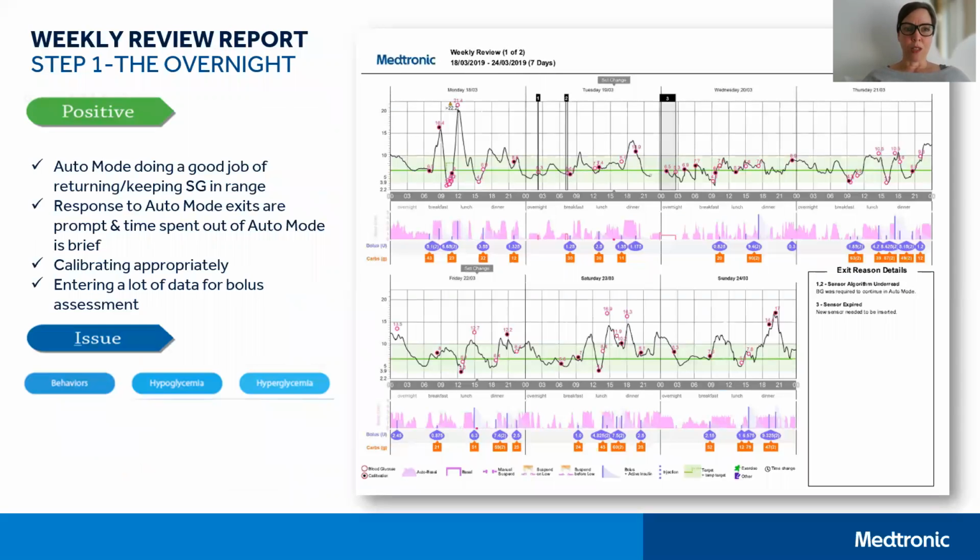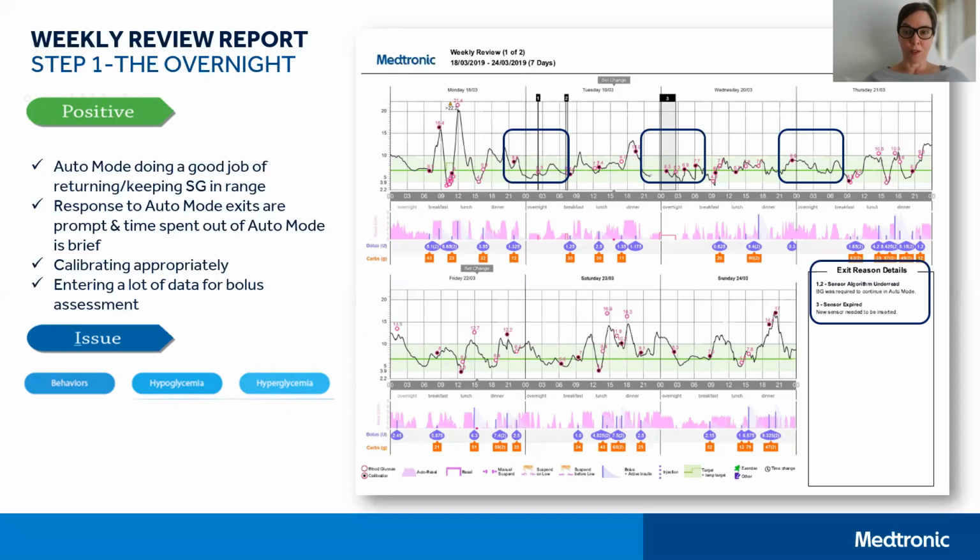When we take a look at the weekly review report, we're really using this one to assess the overnight and the auto mode exits. But let's take a look at all the positives. Auto mode is doing a great job, you can see here, of bringing this person into range during the overnight. The auto mode exits are quite brief, so this person is responding appropriately to the exits and returning swiftly back into auto mode. They're calibrating appropriately and entering lots of data for bolus assessment.